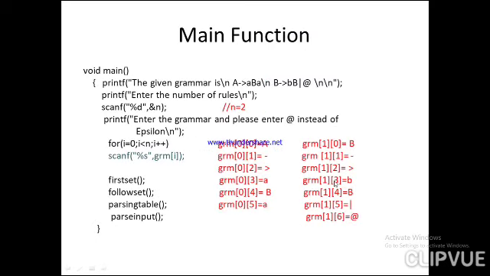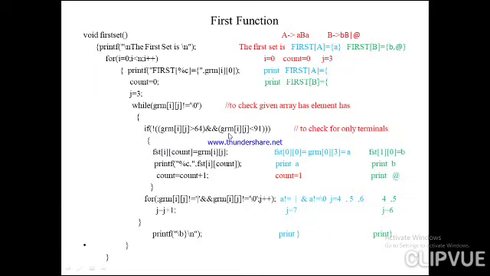1,3. J value is 3, no? What we are having in 1,3? We are having a small b. So we are checking 1,j. What is j value? 3. What is I value? Now it is 1. So now I am checking 1,3 is not equal to null. Yes, b is not equal to null.